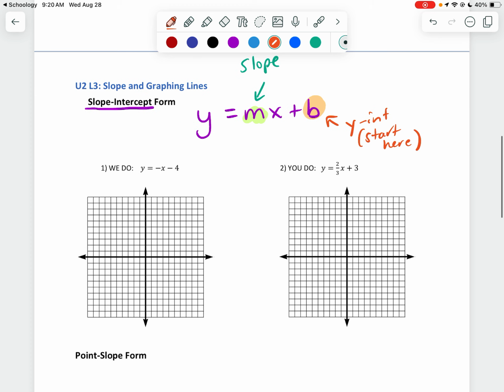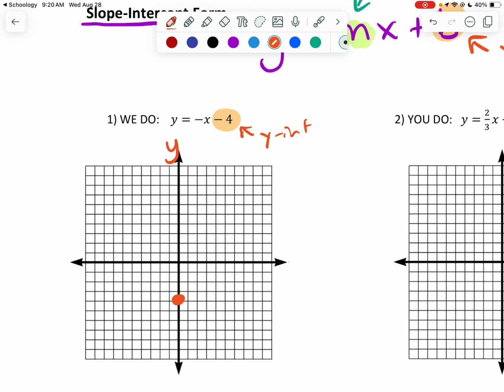Okay, so if we do that first one, negative x minus 4, that minus 4 is at the end. That's where we start. So this is your y-intercept. Remember, your y-axis goes up and down. We're always going to put our point somewhere on that line. And if this is negative 4, 1, 2, 3, 4, my first point is going to go right where I just put that. Now we need to get more points using our slope.